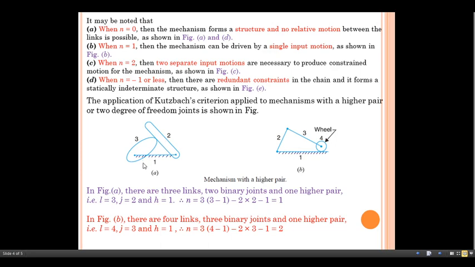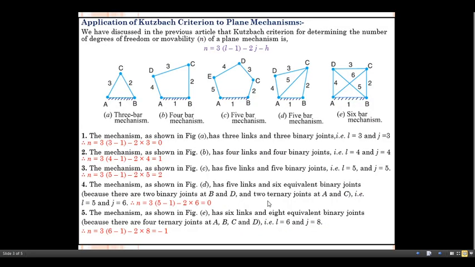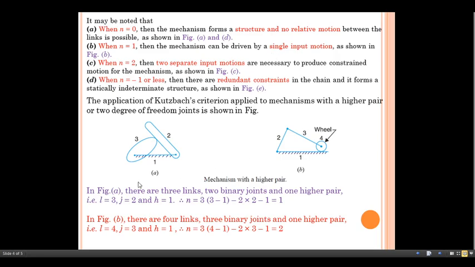If you look at the formula available with us, the same formula we have written here: n equals 3 into L minus 1, minus 2j, minus h. Now in this case, there are three links, the number of binary joints is 2, and the number of higher pairs is 1. So in this formula, just substitute the values.